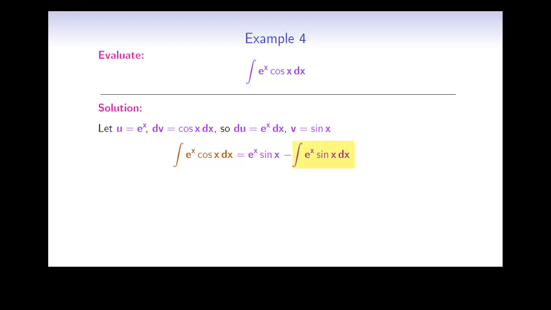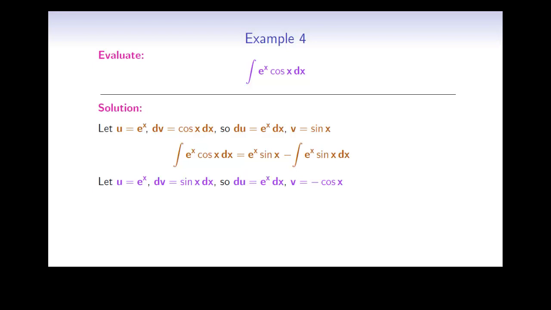This is not really any simpler than the original integral. On the other hand, it's not more difficult either, so let's try using integration by parts again, and let's see what happens. Let's choose u to be the same again, u equals e to the power of x, and dv this time is sine x dx. This means du is e to the power of x dx, and v is the integral of sine x, which is negative cos x.